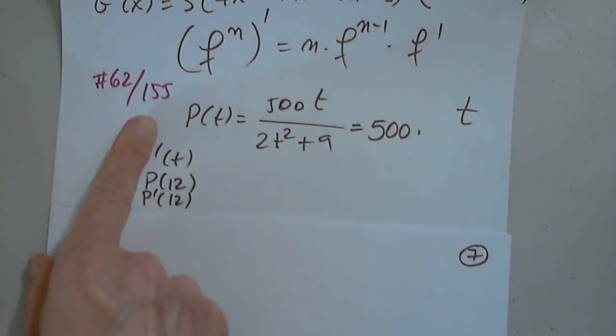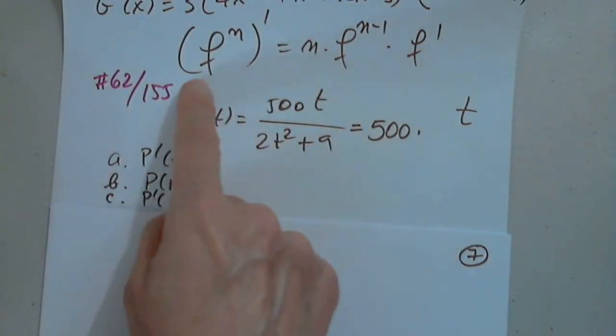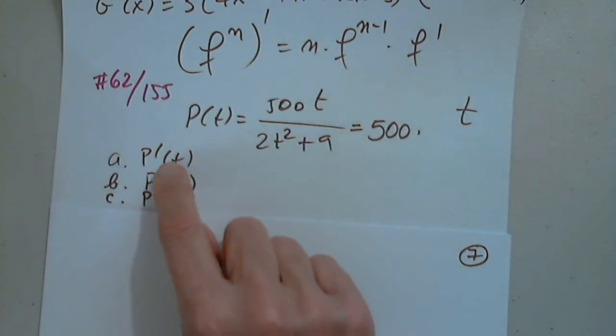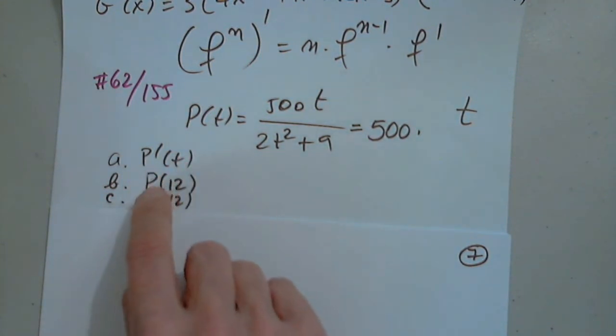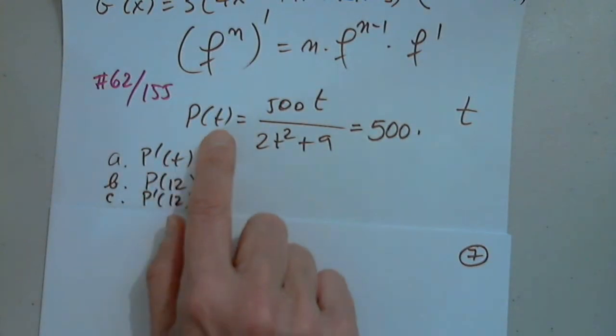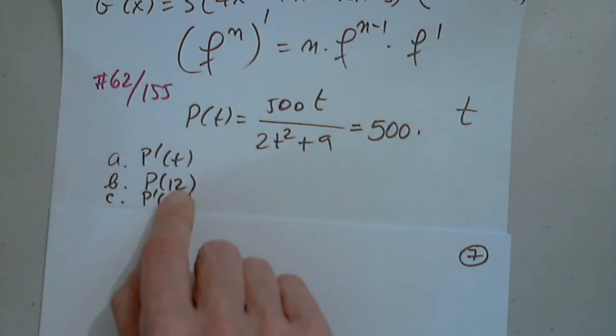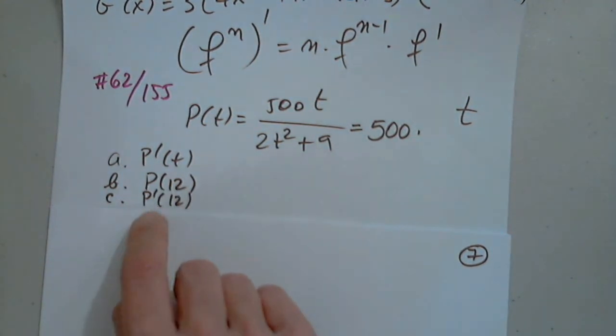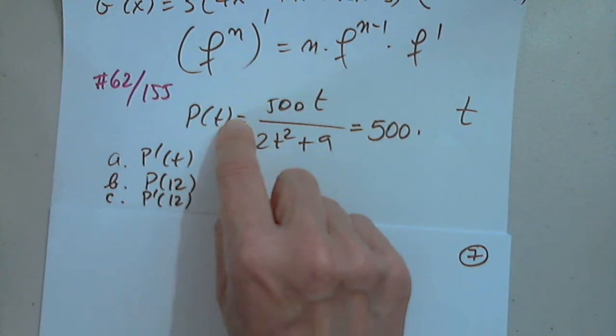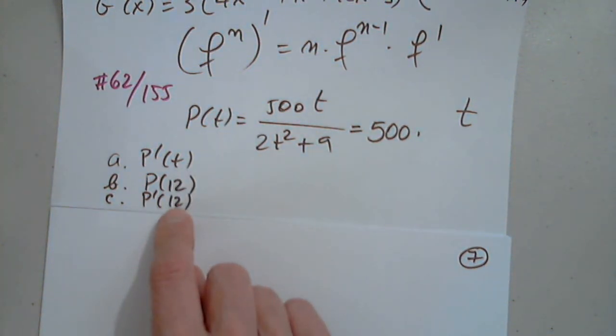So 62 on page 155, we're given this function, and we're asked to find the growth rate, the rate of growth, P prime of t of this function, and then determine the population 12 years later. I think it's in years, isn't it? Yes, of course. And P prime of 12, which means the rate of change of this function 12 years later.